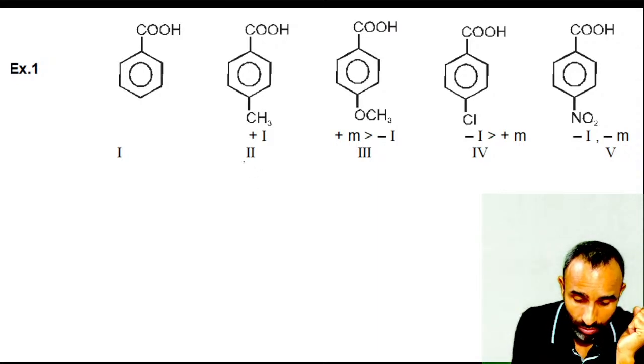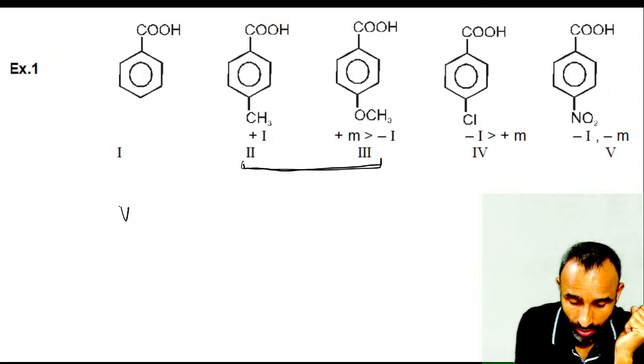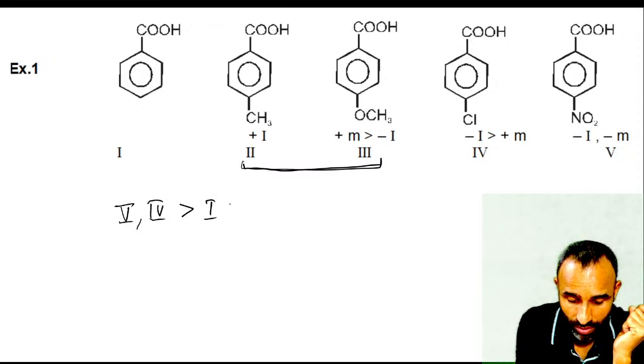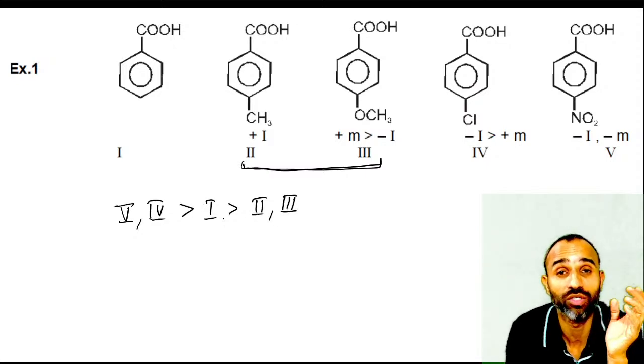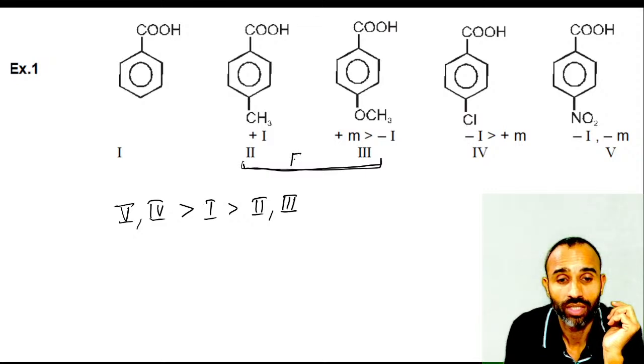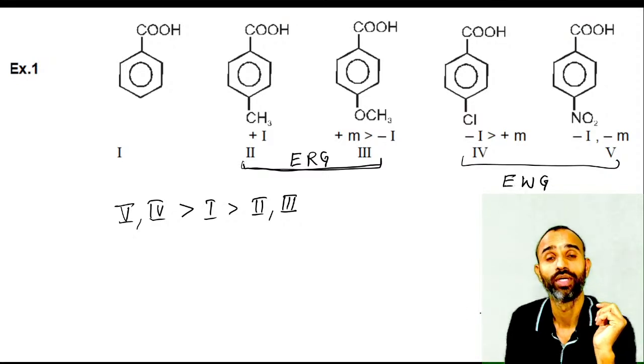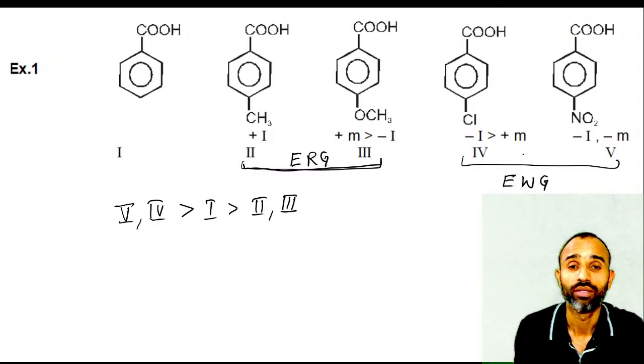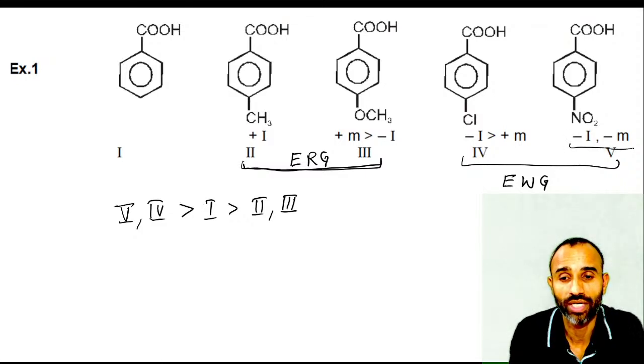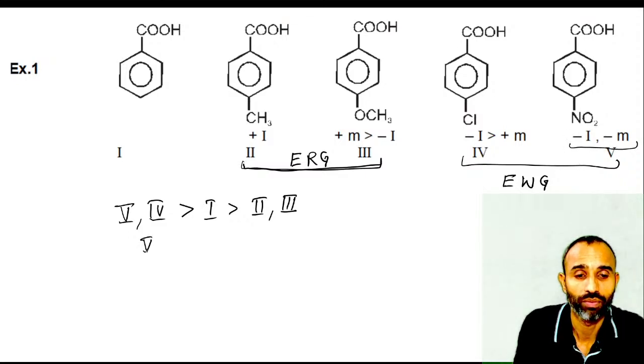See, these two are less. If we compare, first we write it like this. 5 and 4 are more acidic than 1. 2 and 3 are less acidic than benzoic acid, because here they are electron releasing groups. In this case, they are electron withdrawing groups. Then we take into account the more withdrawing effect, which is nitro. So that's why 5th is more acidic than 4.